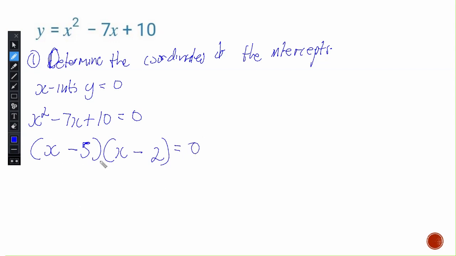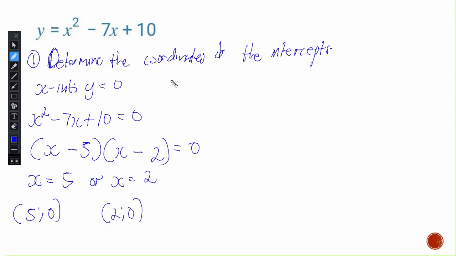If you do not know how to factorize, rather just stick to your quadratic formula. You still get full marks. Maybe they might penalize you if they really want you to factorize, but it's just 1 mark that you would lose, so it's better than nothing. Then x is equal to 5 or x is equal to 2. Writing it in coordinates, that's (5, 0) and also (2, 0).